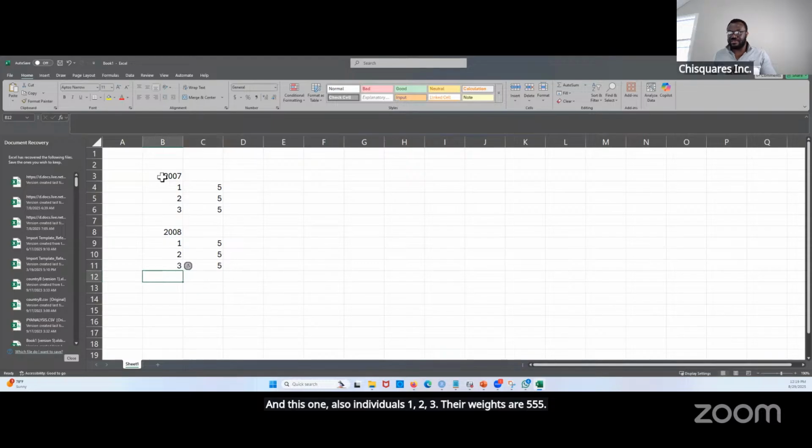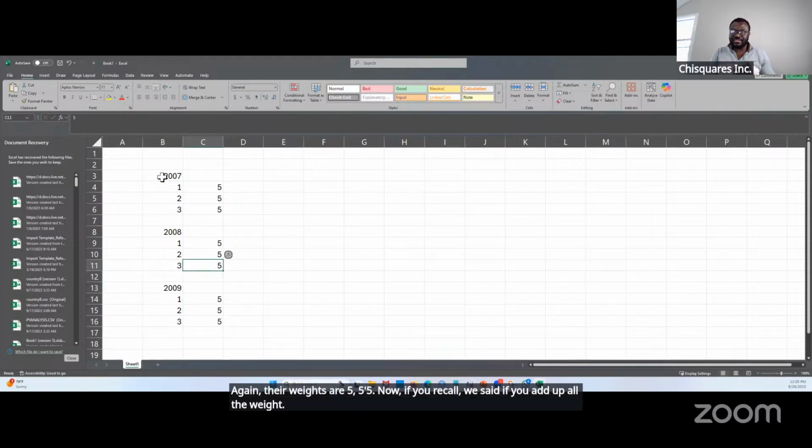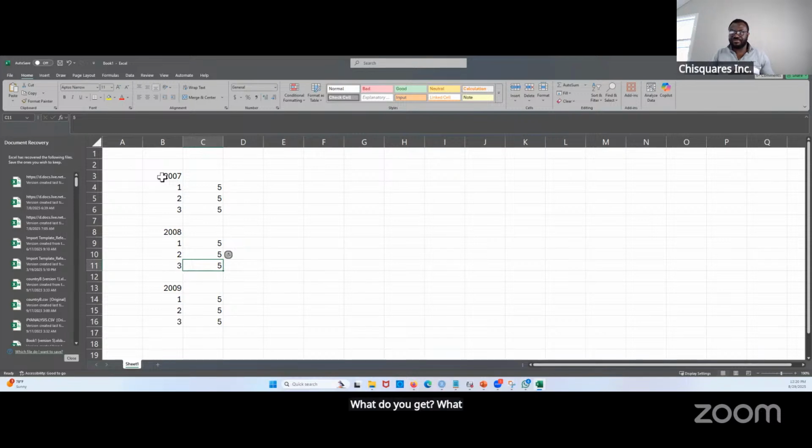And then let's look at the third case, 2009. Individuals 1, 2, and 3. Again, their weights are 5, 5, 5. Now, if you recall, we said if you add up all the weights, what do you get? What does that give you?